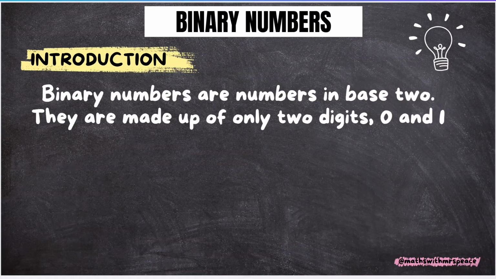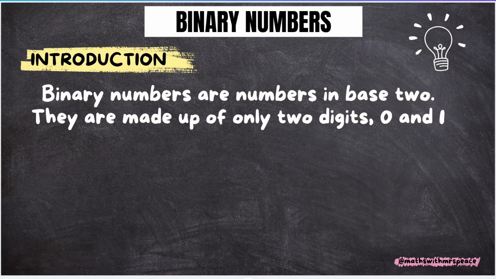Binary numbers are numbers in base 2. They are made up of only two digits, 0 and 1. Let's go ahead and look at some examples of binary numbers, and then we'll discuss what number base is and what it means for a number to be in a particular base.